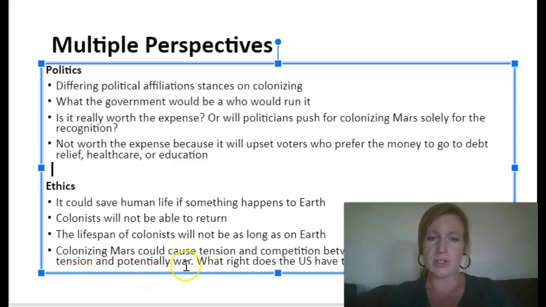And then colonizing Mars could cause tension and competition between other nations. If the United States is the one doing it, what right does the United States have to colonize Mars over another nation? So these are just ethical questions and perspectives to have as we enter into what is our actual stance.